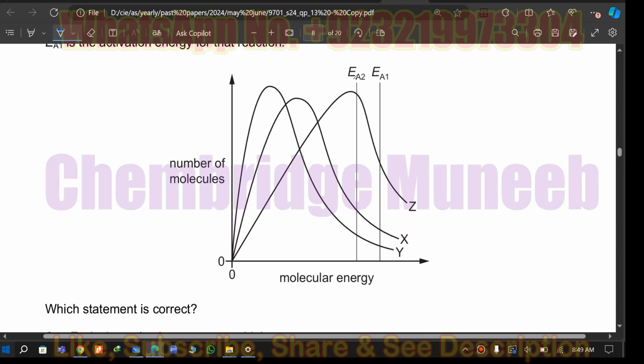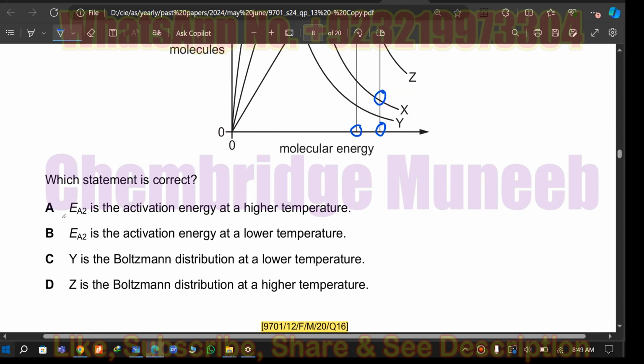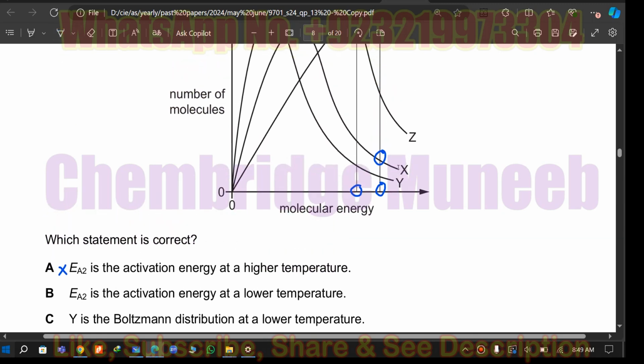EA2 is not changed at higher temperature, because it only changes with the presence of the catalyst. If it was present here on X at this position, then after using the catalyst, it should move to the left side over here, but not on the basis of the temperature. So that's why option A becomes the incorrect option. Now option B says that EA2 is activation energy at a lower temperature.